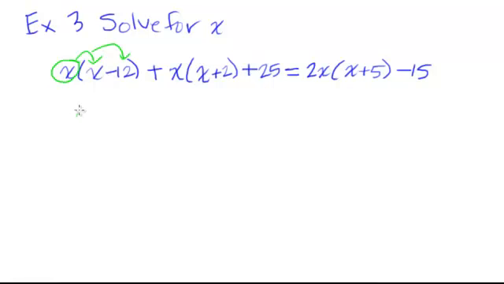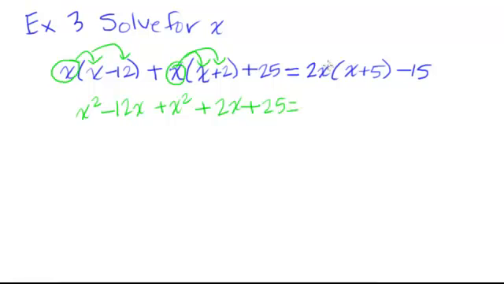So x times x will give me x squared. X times negative 12 will give me negative 12x. Then I have another variable here. X times x, positive x squared. X times 2, positive 2x. And I have this 25 by itself, so I just rewrite it. Plus 25 is equal to, on the right, I have positive 2x to the left of this parenthesis. So I distribute it inside. 2x times x is 2x squared. 2x times 5 is positive 10x. And since negative 15 is by itself, just rewrite this.